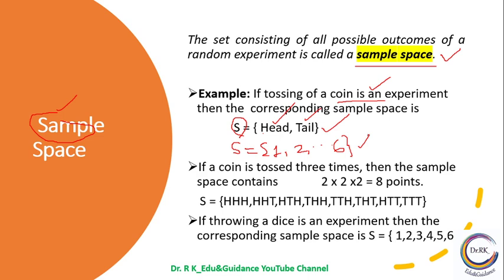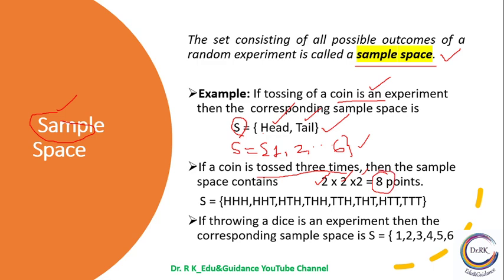So sample space is nothing but the set consisting of all possible outcomes related to the random experiment. Like this we can continue. Suppose for example, if a coin is tossed 3 times, every time it has 2 possible outcomes, so 3 times we are doing 2 into 2 into 2, that is 8.